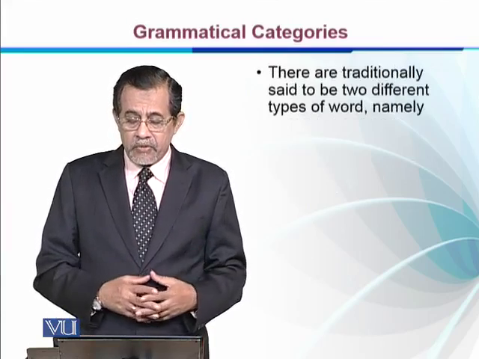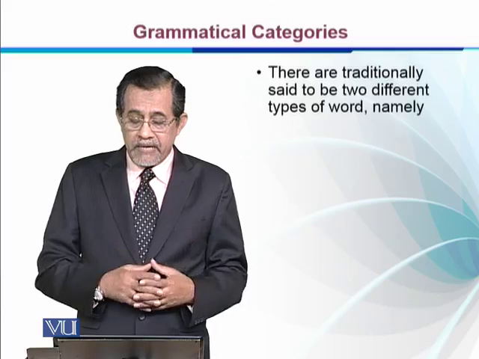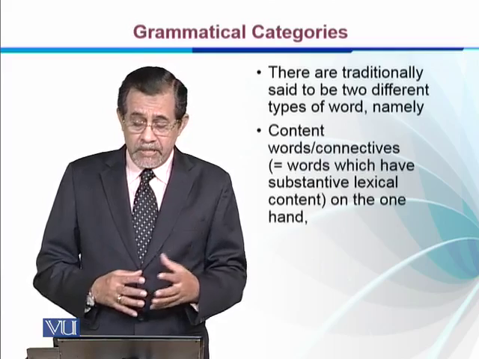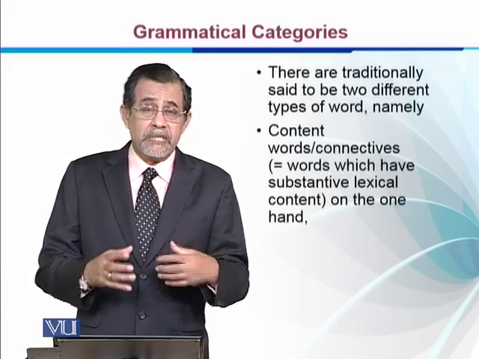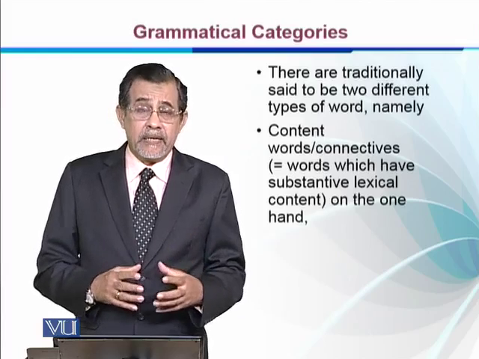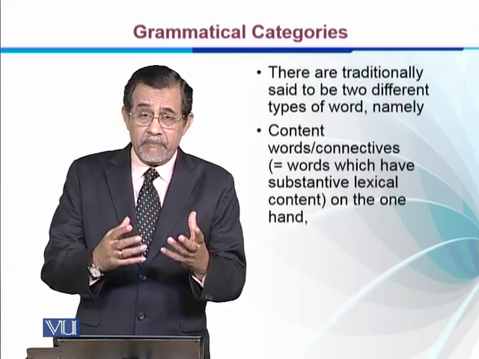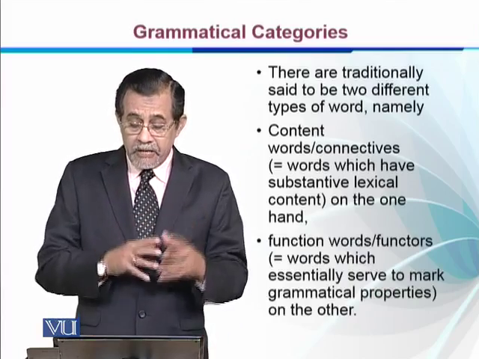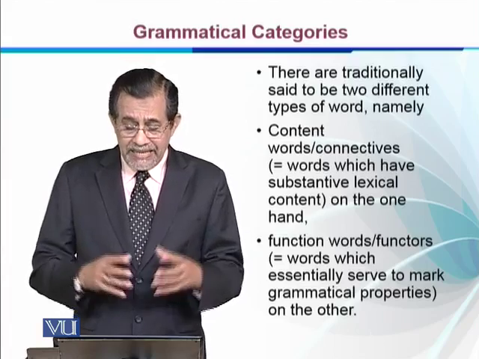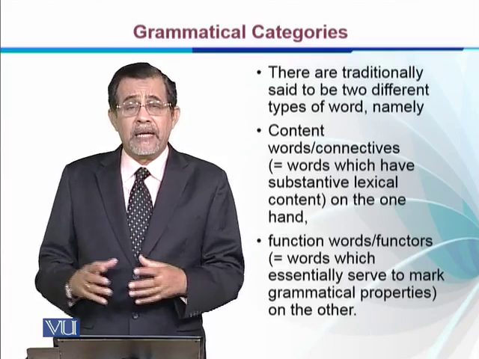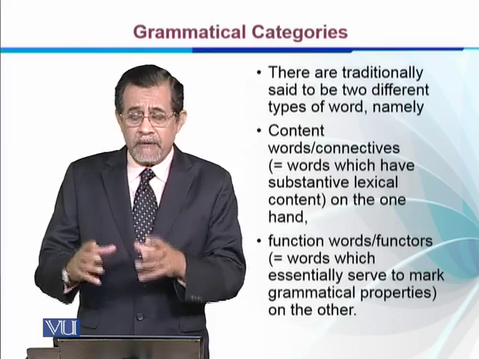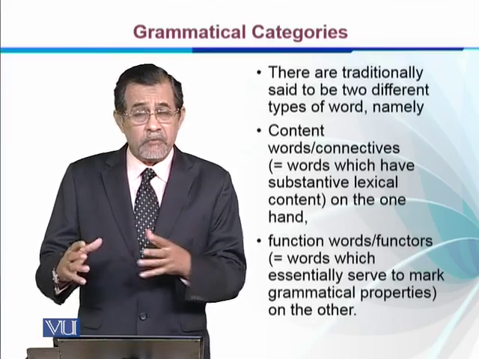Words are traditionally said to be of two different types, namely content words, substantive or contentives, which carry meaning or have substantive lexical content which can be described on the one hand, and function words or functors, words which essentially serve to mark grammatical properties on the other hand. For example, a pronoun. These are function words or functors.